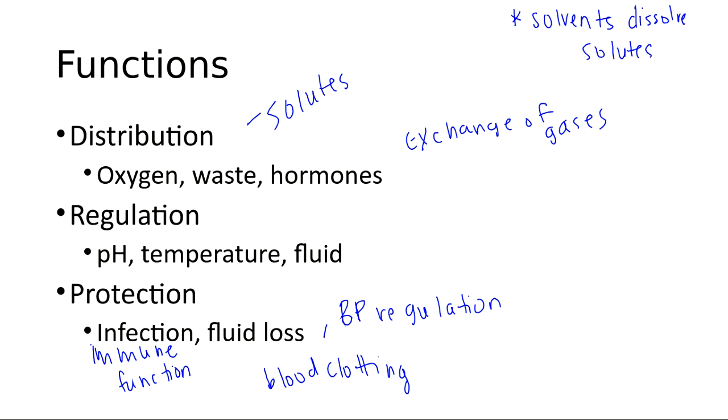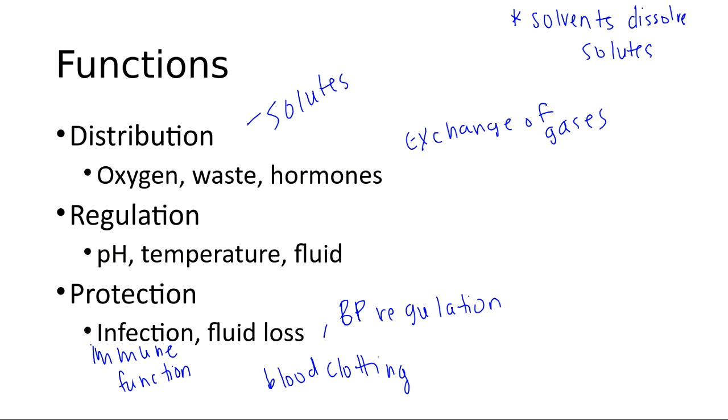The substances that are dissolved in blood are called solutes, and the solvent does the dissolving. And so we'll see later that a lot of blood is plasma, and a lot of plasma is water. Water is a universal solvent. It dissolves solutes, and it does it really well. So it's going to be able to carry these solutes throughout the body.